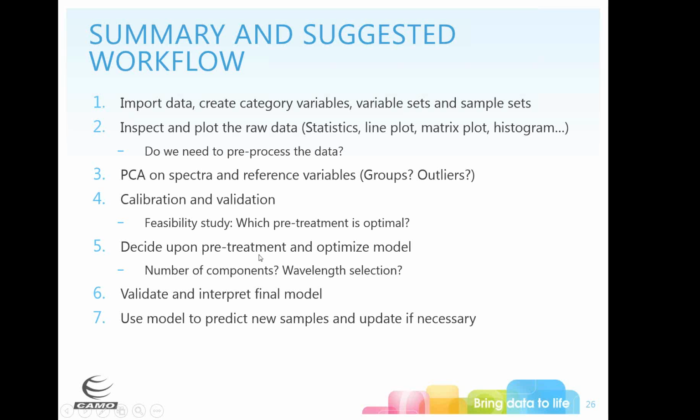Once you figure out which pretreatment gives you your best cross-validation, then you start applying this to test sets and maybe do some wavelength selection, and then you validate and interpret your final model. And then once you have your model, you predict new samples and you update as necessary.